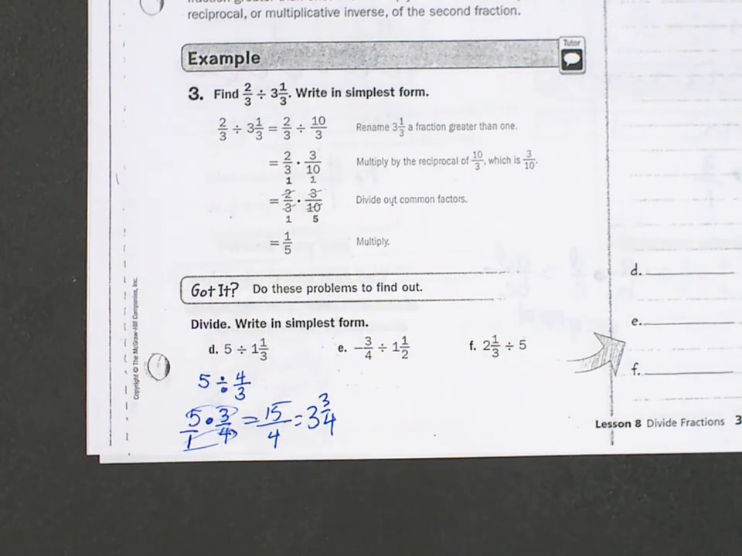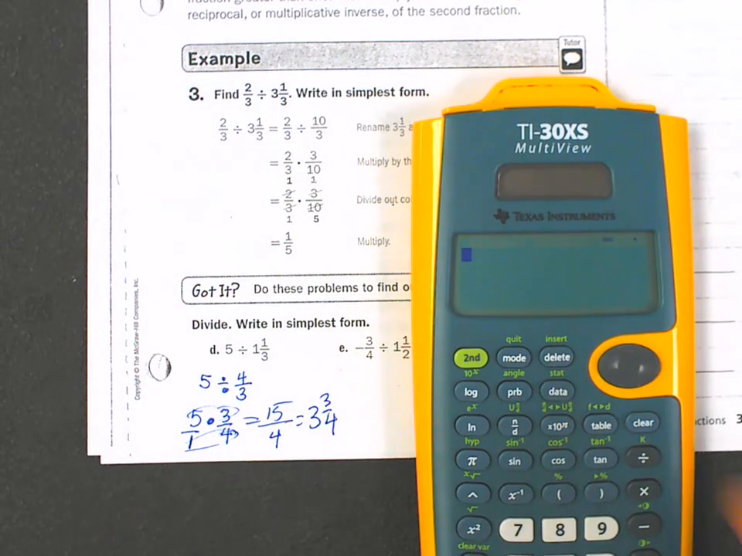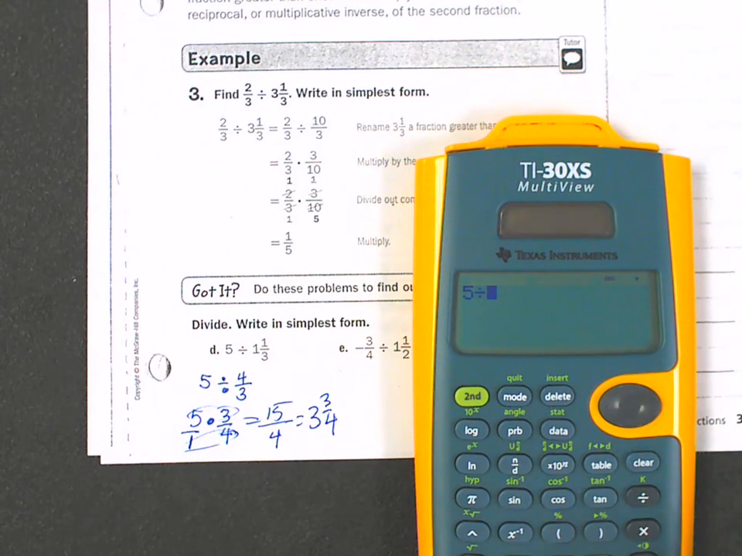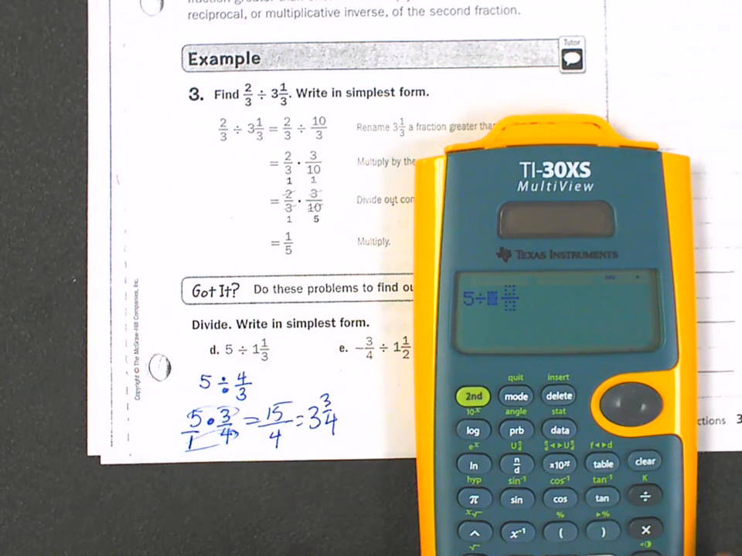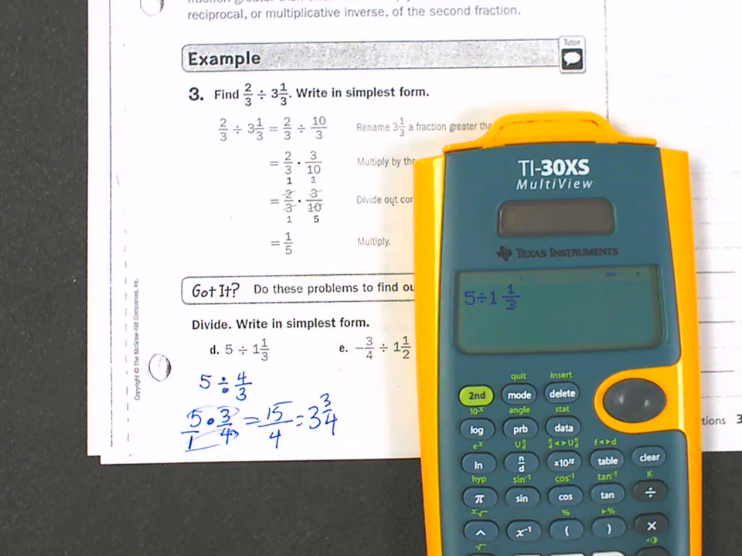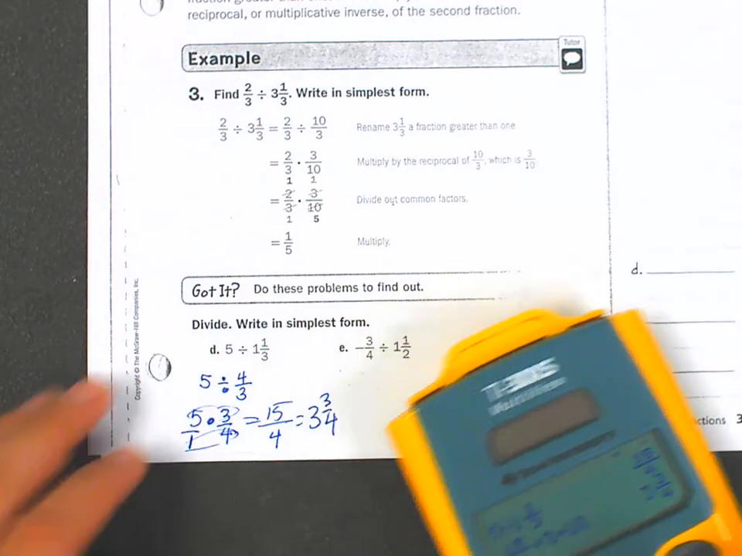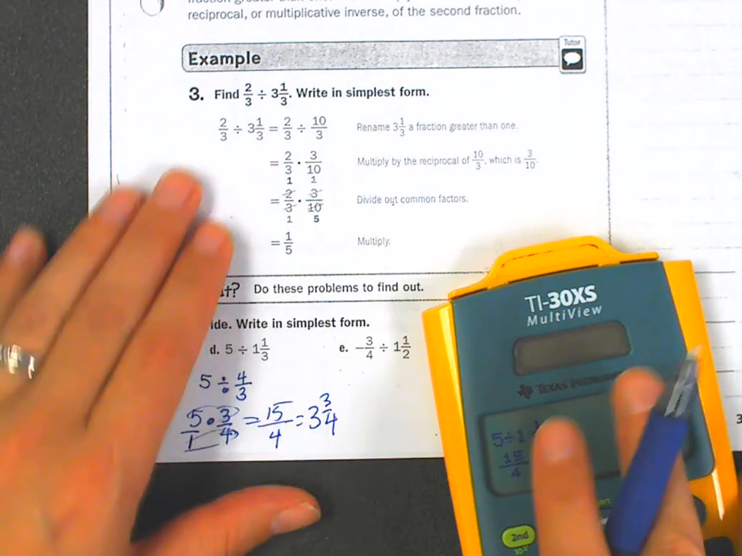Now let's try that again on the calculator. I got 5, divide. I need to put in a mixed number, so that's second n over d. 1 to the right, 1 down, 3 to the right. Enter, it comes out improper, and I second times 10 to the n to make it mixed. Okay, you're going to do the rest of this, whatever you got on your paper, on your own and submit.